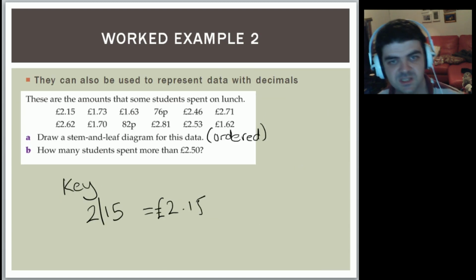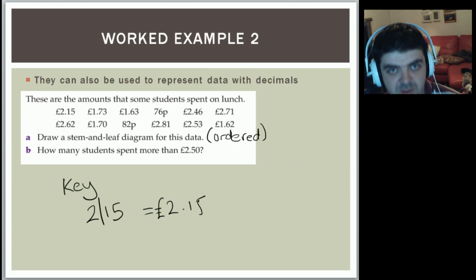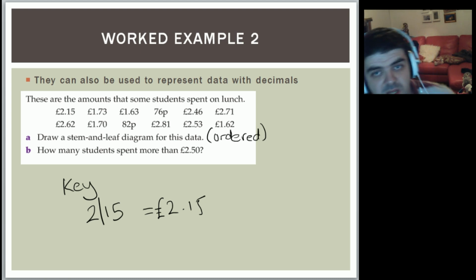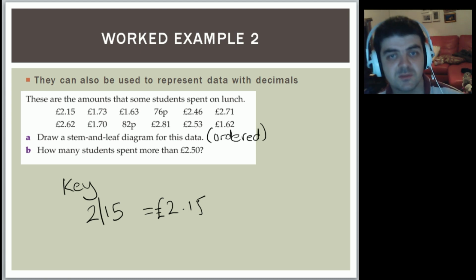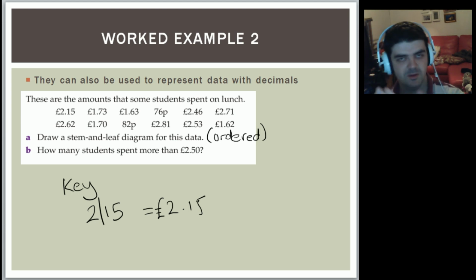Now, I've changed this a little bit for you so you can make a start on it. So it can also be used to represent data with decimals. And there are amounts that some students spent on lunch. There's the amounts there, £2.15, £1.73, etc., etc. And once you draw a stem leaf diagram for this data, I've indicated that I want it ordered because I don't see what use an unordered stem leaf diagram would really be in the big scheme of things. And I also want to find out how many students spent more than £2.50.